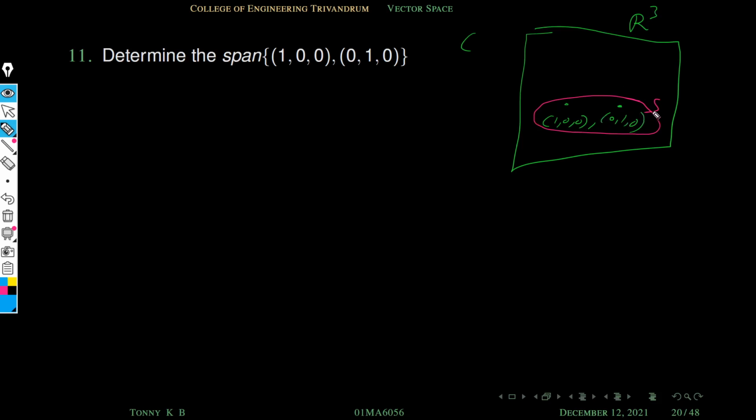So our subset S is a subset of R3. We have to find the span of this set. By definition, what is the span? The set of all linear combinations.